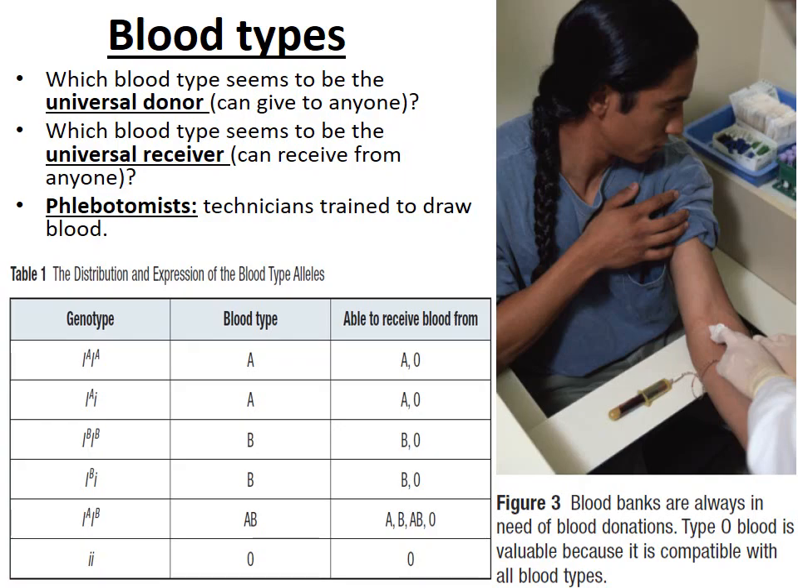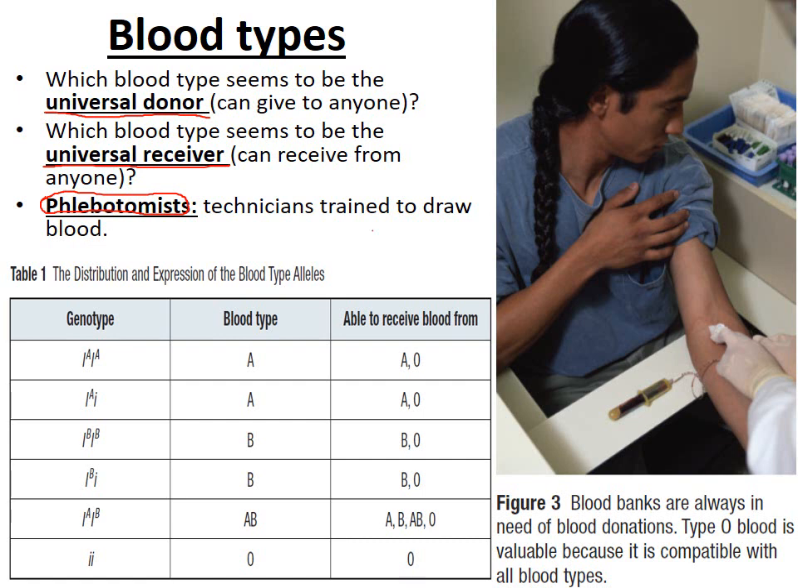So where do blood types come into play? Well, there are some people called phlebotomists. They are technicians that are trained to draw blood, and oftentimes if you want to donate blood or receive blood, you need to know your blood type. So there are some blood types that can receive blood from anyone. They're called the universal receiver. And another blood type is called the universal donor. It can give blood to anyone. So universal donor can give to anyone. Universal receiver can receive from anyone.